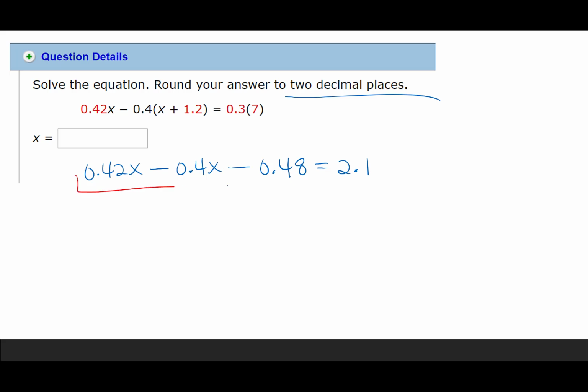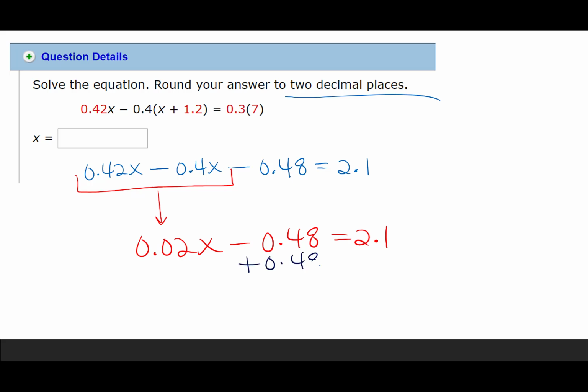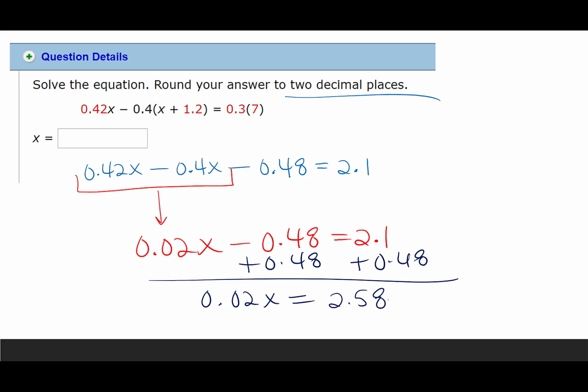The next thing we can do is collect like terms. 0.42x minus 0.4x is 0.02x minus 0.48 equals 2.1. From here, I just want you to solve for x. Add 0.48 to both sides. That gives you 0.02x equals 2.58. To find x, divide 2.58 by 0.02 for a final answer of 129.